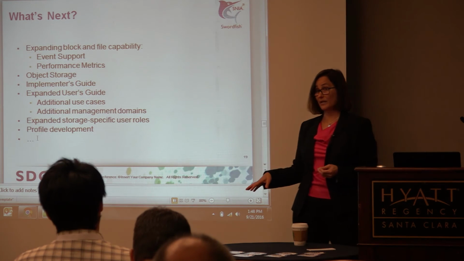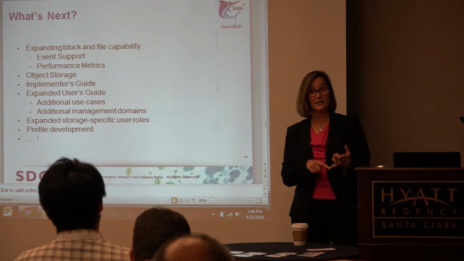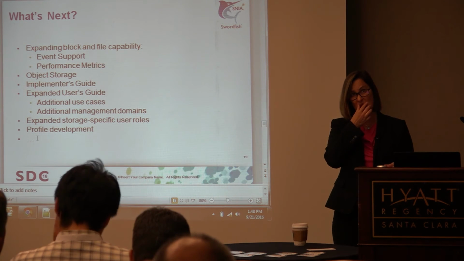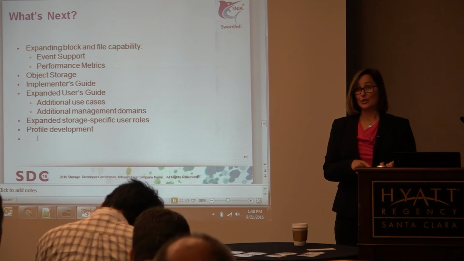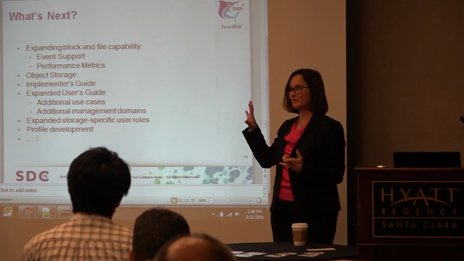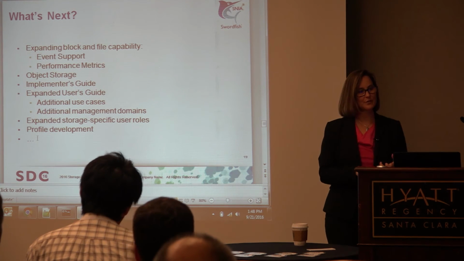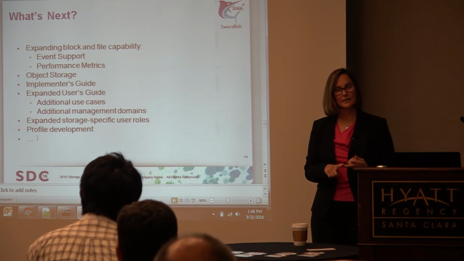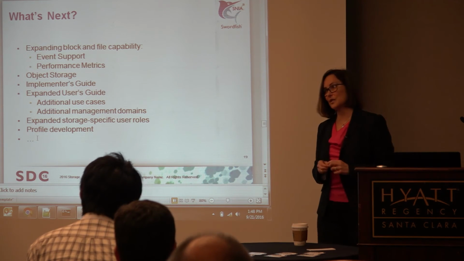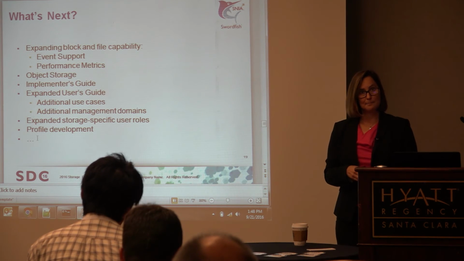There's a basic event mechanism in there. To be clear, there's a basic event mechanism already in the system. What we're talking about doing here is adding thresholding capabilities in a bunch of areas. We have, I believe, 30 issues logged where we want to add a bunch of very storage-specific capabilities around this. We're looking at adding performance metrics. We want to target the implementer's guide. Object storage is actually moved down the list a little bit, and expanded user's guide. So that's the functionality we're targeting for the January timeframe.